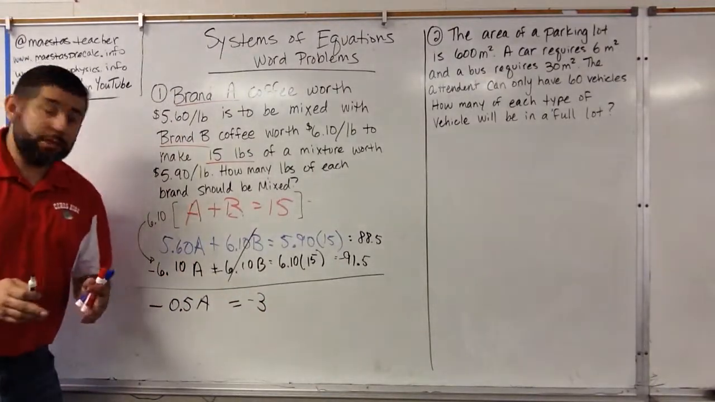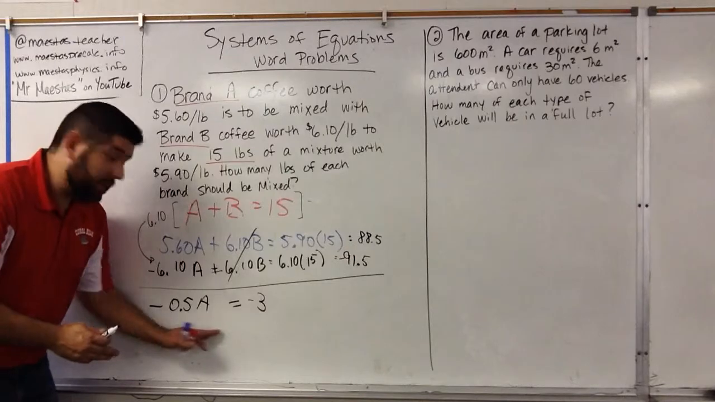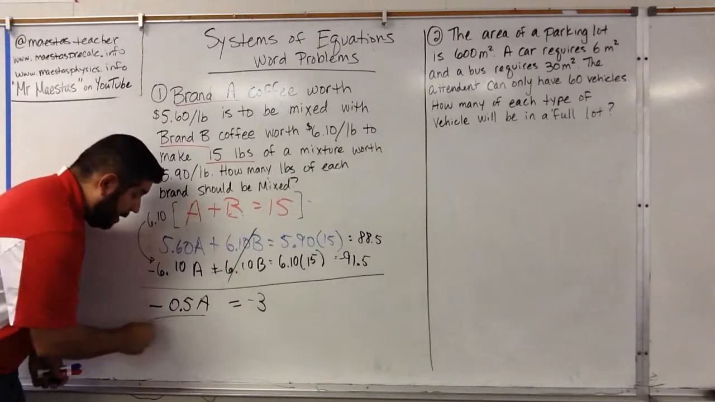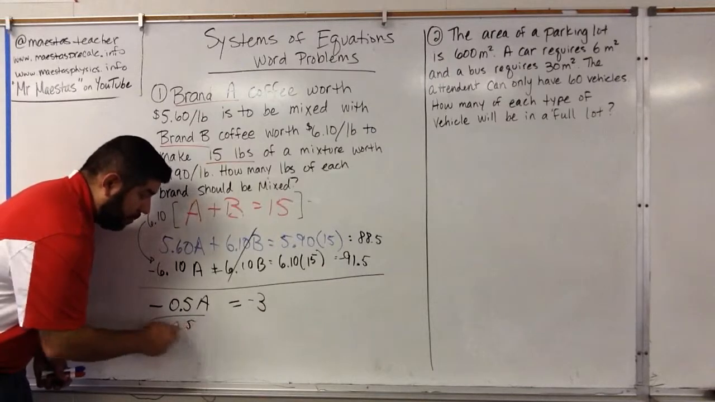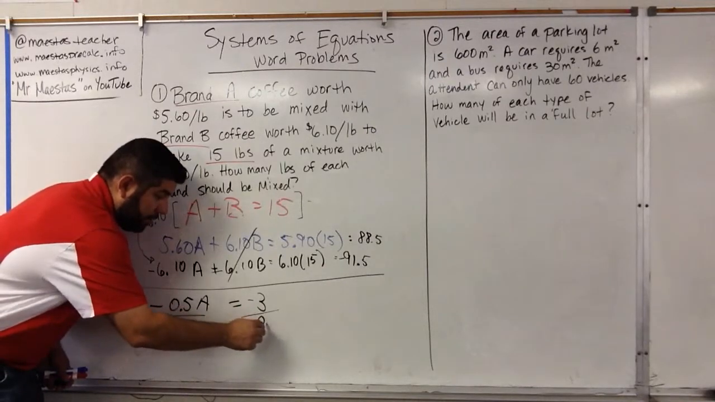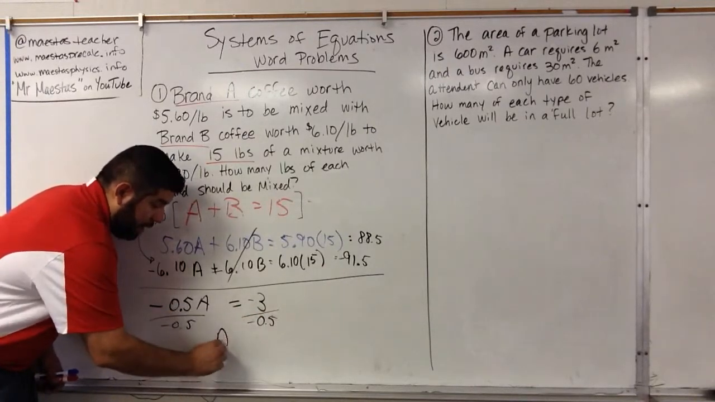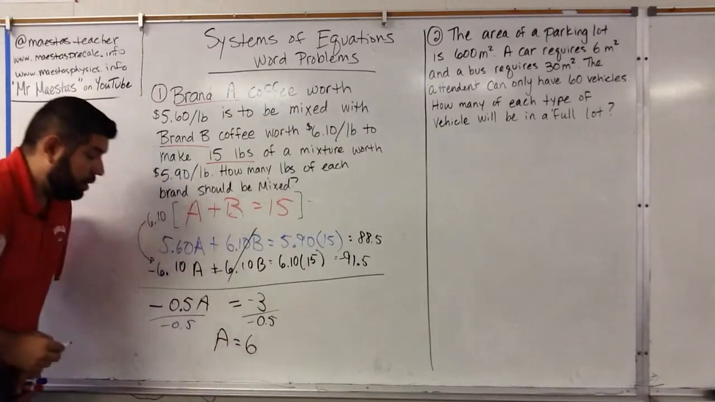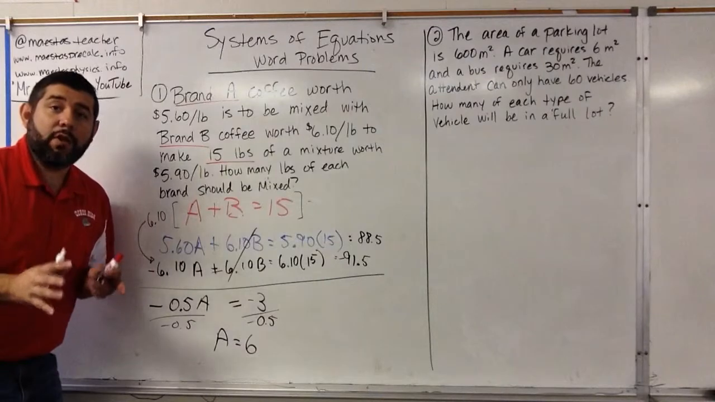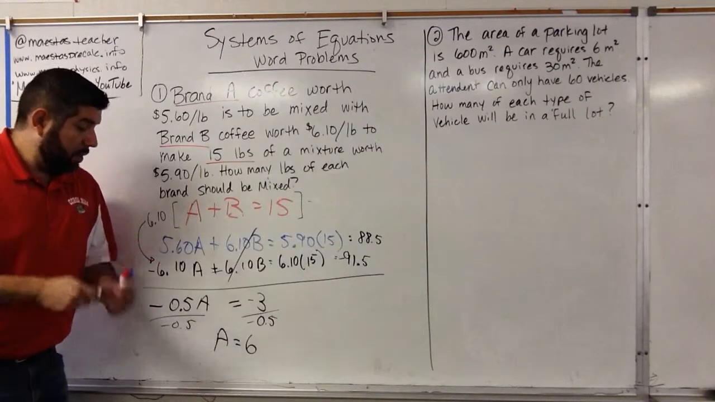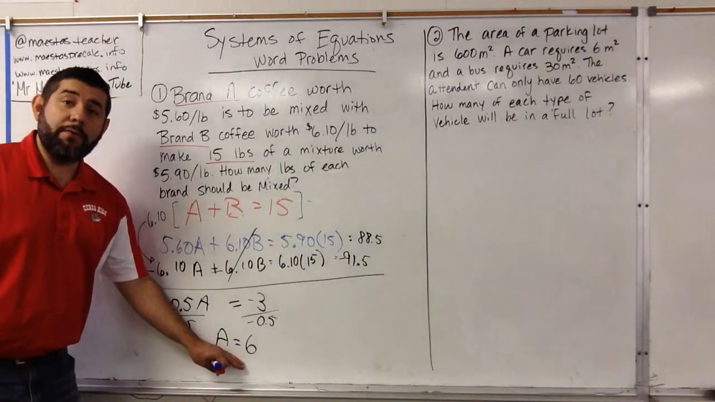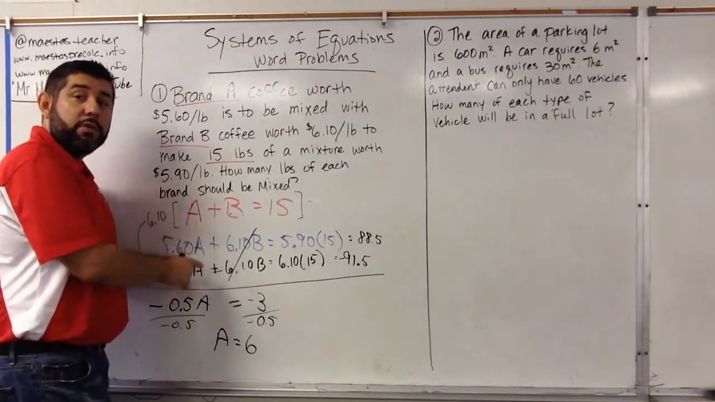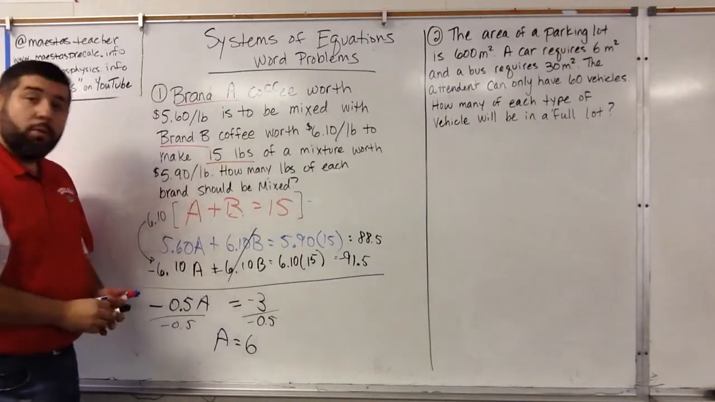So now all we have to do is solve this one equation, and to do that we're going to divide both sides by negative 0.5, and A is going to be 6. So we're going to have 6 pounds of coffee A. Once we've found 6 pounds for coffee A, we can plug this back into one of our two original equations and find out what B is going to be.